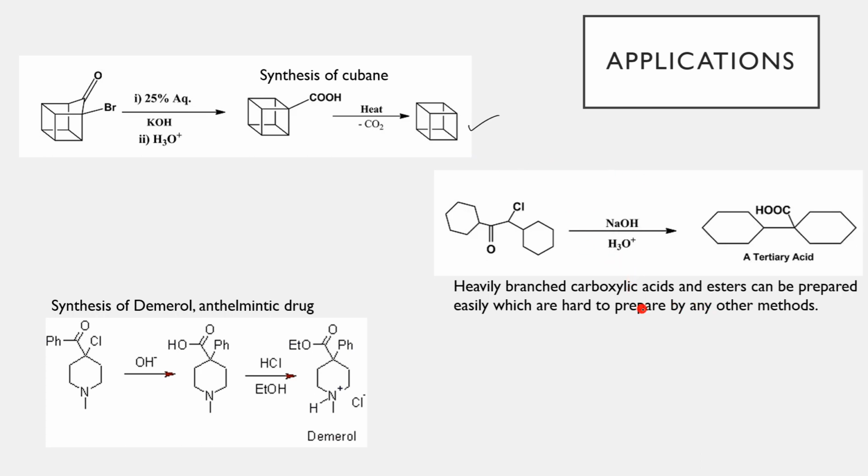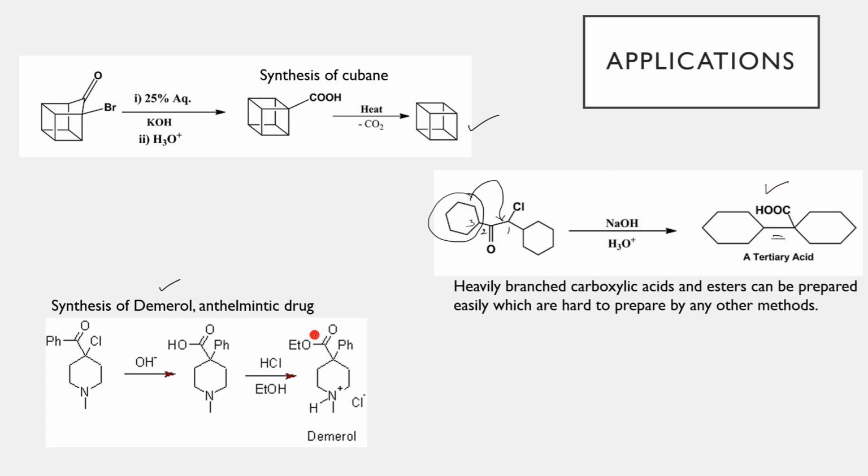Then we can prepare branched carboxylic acids. Similarly, you can also try this here. So this is 1, 2 and 3. This whole thing is going to shift to where there was halogen. So that is why you get a bond over here. And because you are using NaOH, you are getting a carboxylic acid. You can try this with the mechanism.